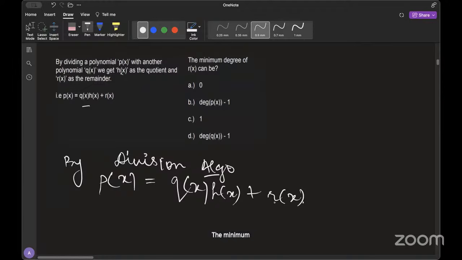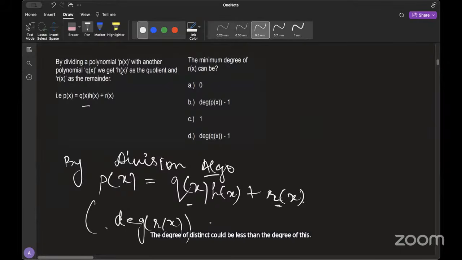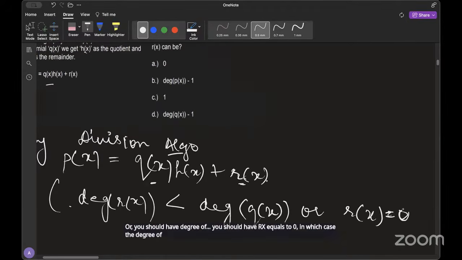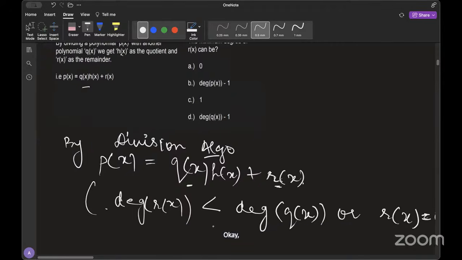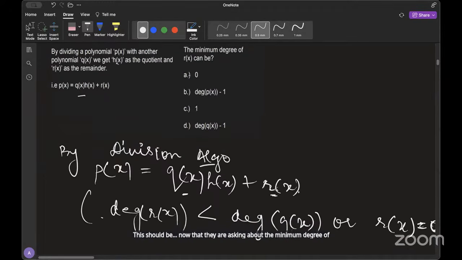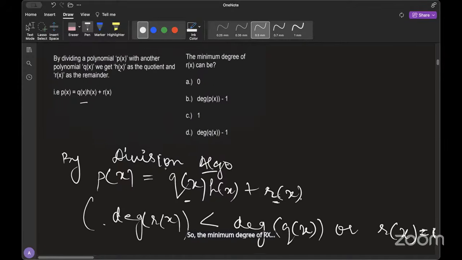The minimum degree of Rx can be... now this is your remainder and we've already done this. An important thing to note here is that the degree of Rx, the remainder, should be strictly less than the degree of Qx, your divisor, or you should have Rx equal to 0, in which case the degree of Rx is not defined. Now they are asking about the minimum degree of Rx. So the minimum degree of Rx could be 0.